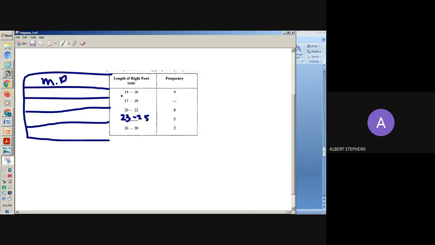Add 14 plus 16. 14 plus 16 is what? 30. 30 divided by 2 is what? 15. And then we have 17. So do the rest for me, please.